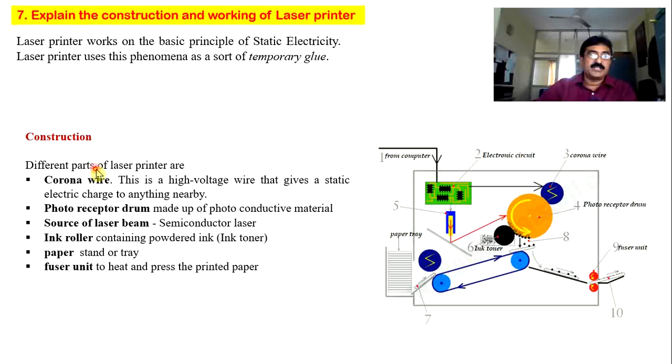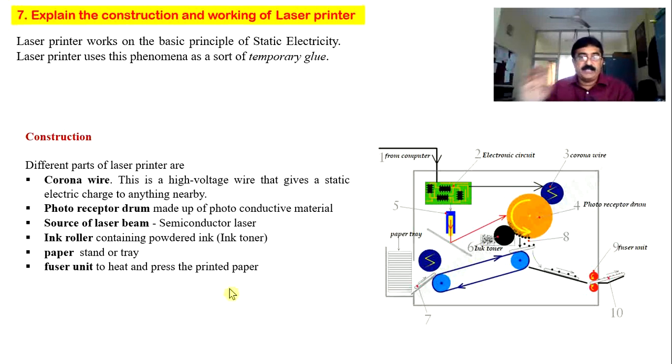Now I read out the construction. The different parts of the printer are the corona wire, which, as I told, is connected to a high voltage power supply and is able to produce static charge; the photoreceptor drum; the source of laser; the ink roller or ink toner; the paper tray; and the fusing unit. The fuser unit presses the paper and the ink so that the print becomes permanent. So this is the construction.